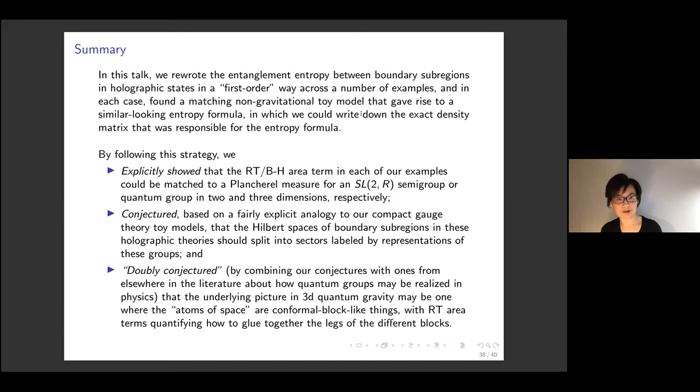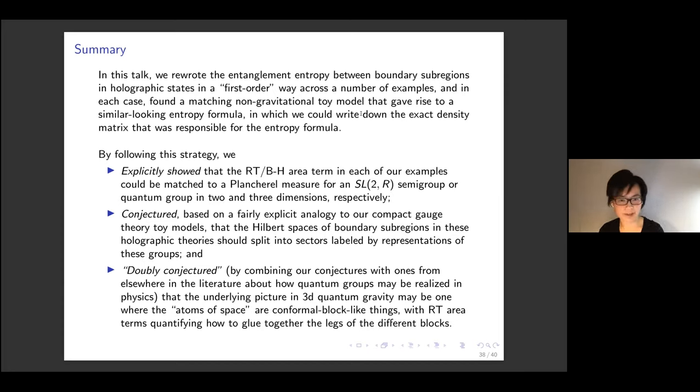And in the course of following the strategy, we showed that the Ryu-Takayanagi or Bekenstein-Hawking area terms in each of these examples could be matched to some Plancherel measure for an SL2R semigroup or quantum group in two and three dimensions respectively. We conjectured, based on a fairly explicit analogy to these toy models, that the Hilbert spaces of boundary subregions in these holographic theories should split into sectors labeled by representations of these groups.